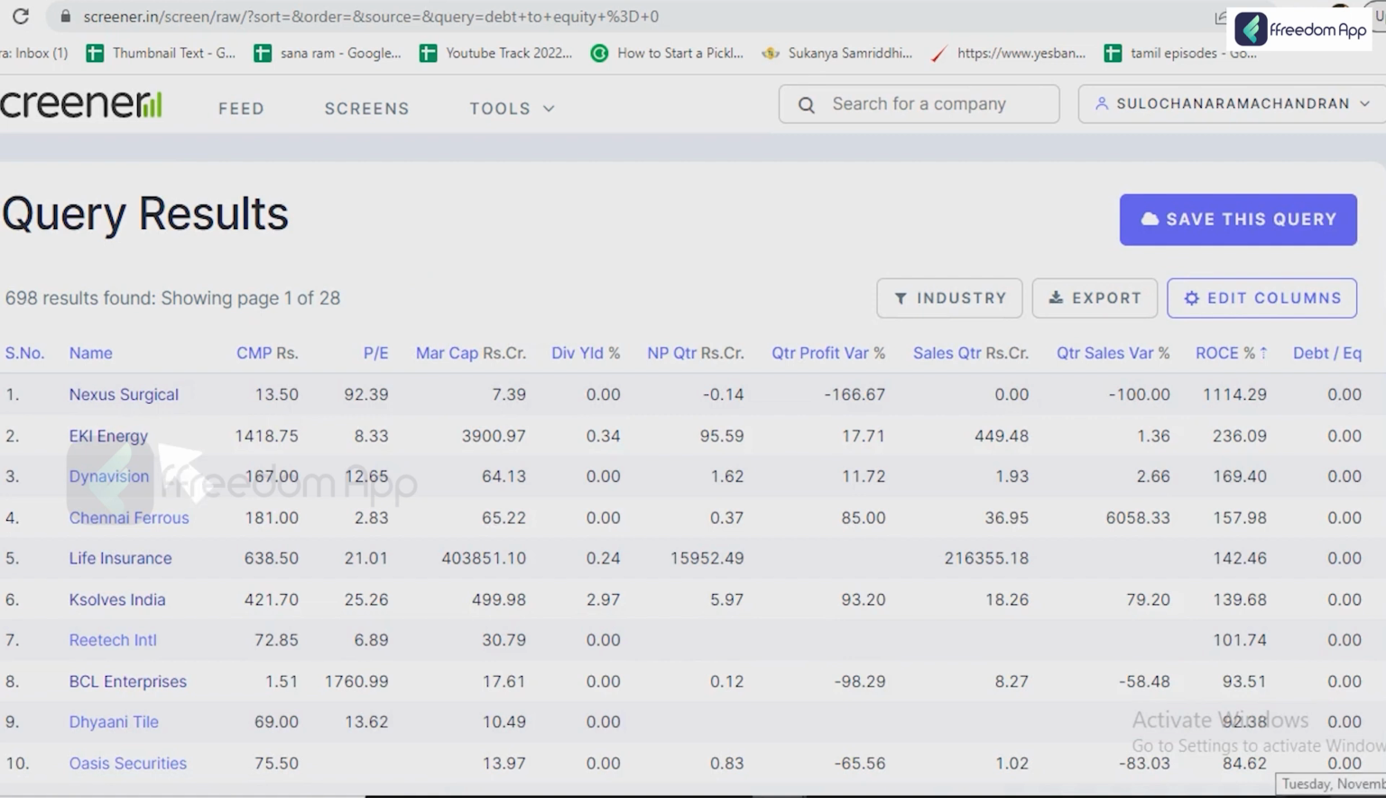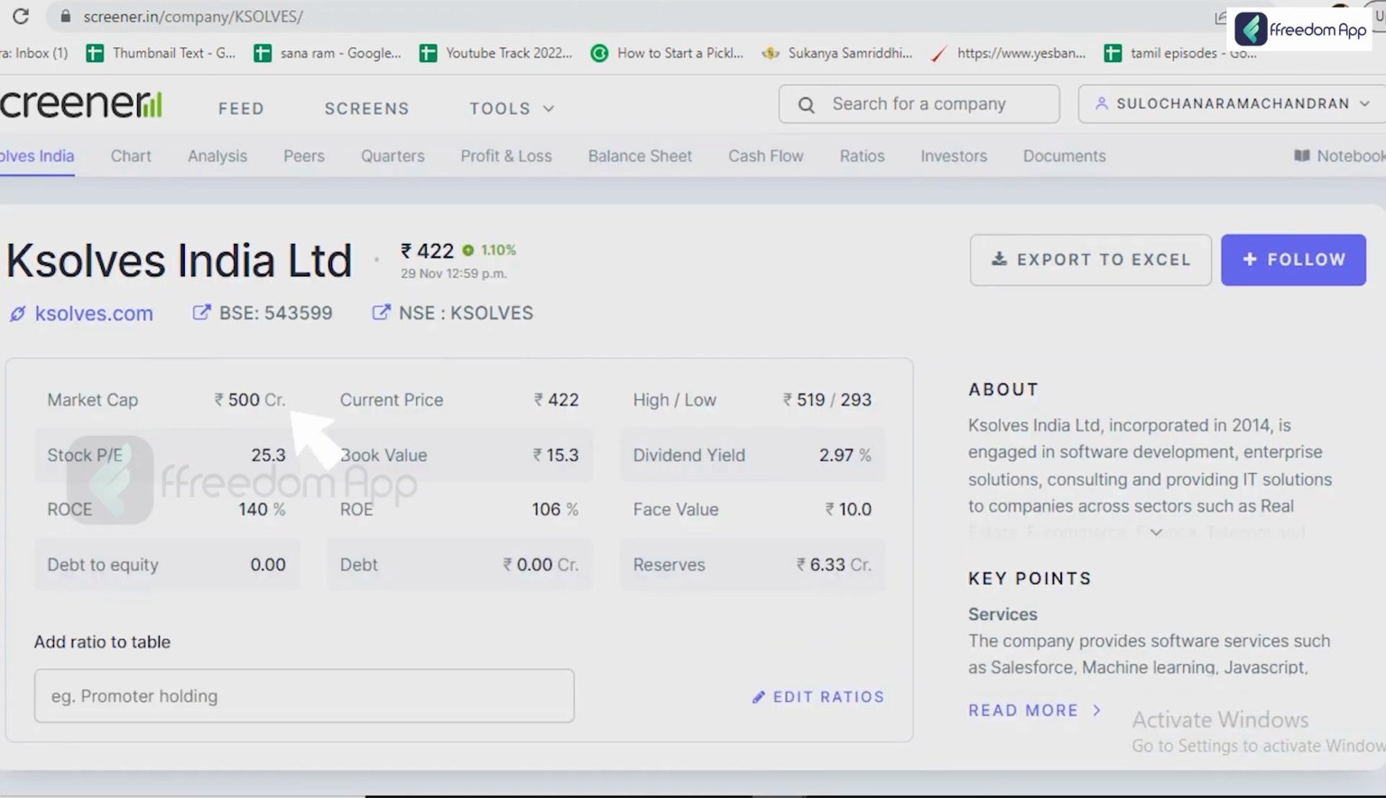Now you actually see a list of companies whose debt to equity is 0. Example, EKI Energy. You can also check on Chennai Ferrous, Life Insurance, KSolves India. Now let us just open KSolves India and see the basic financials and the share prices of this company. Market capitalization is 500 crore. If you check the book value, it's 15.3.